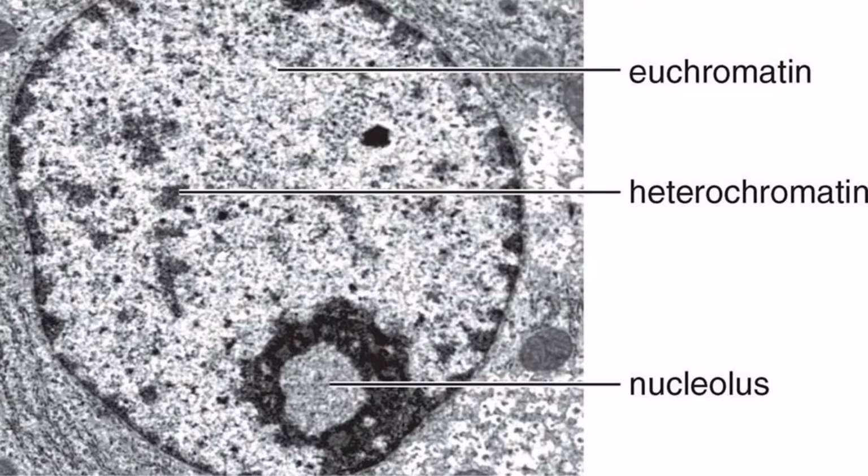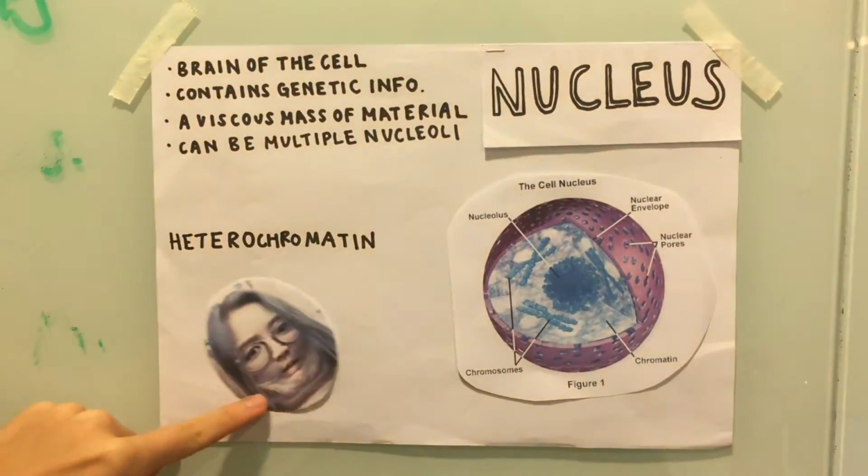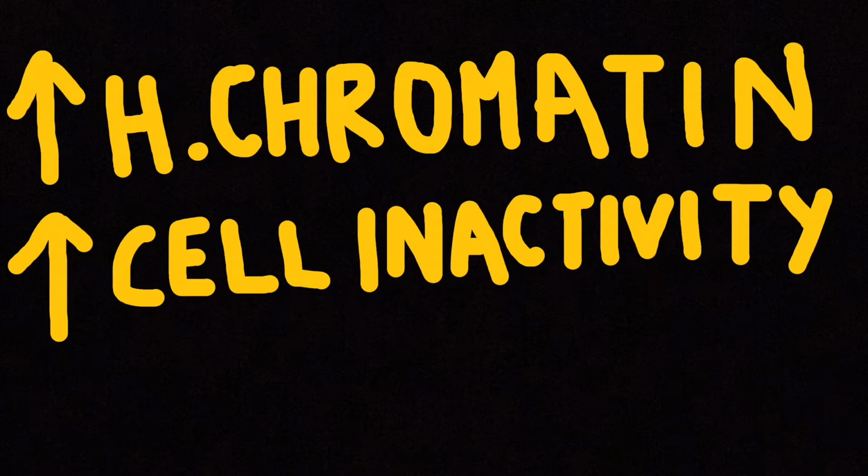Firstly, the heterochromatin is a tightly packed form of DNA. It stains darkly with the Giemsa stain, and it is an inactive gene expression. So, the more heterochromatin there is in a cell, the more inactive the cell is.